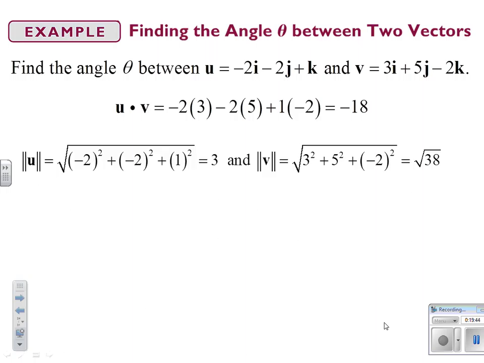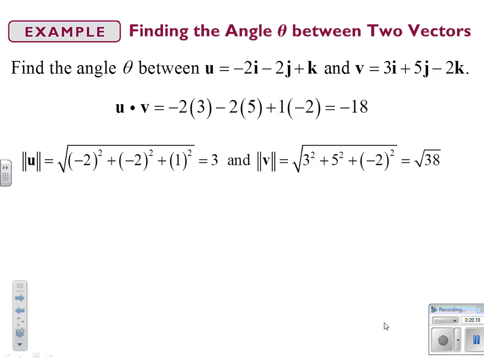We're going to find the magnitudes of each of our vectors. So for u, it's going to be 2 squared, which is 4, plus 2 squared, which is 8, plus 1, which is 9. Square root of 9 is 3. For v, it's going to be 3 squared plus 5 squared. That's 9 plus 25, it's 34. Plus 4 more is 38. So that's the square root of 38, and we can't simplify that down anymore.